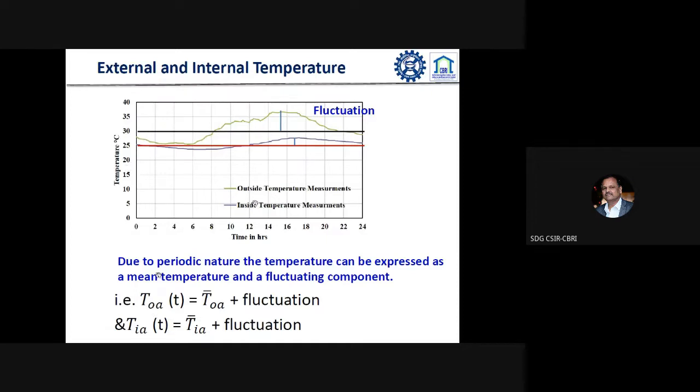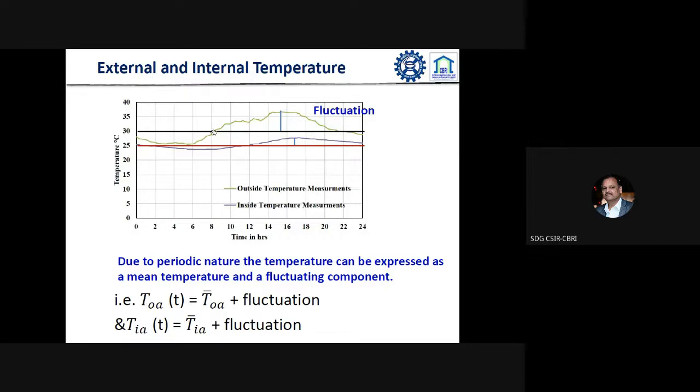So if we look at the graph of the outside temperature with respect to the inside temperature, we can see that even though the outside temperature goes up to a certain peak, that doesn't reflect inside, because our envelope is resisting that particular heat from coming in.